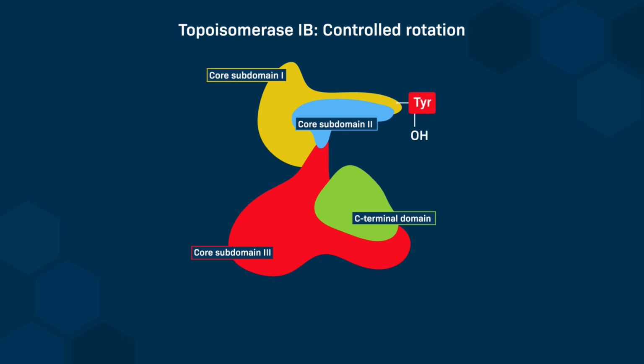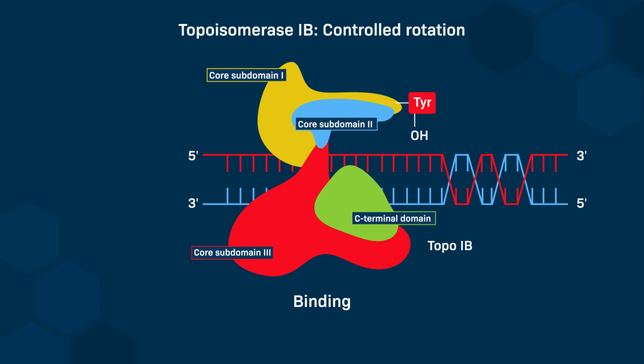Initially, subdomains 2 and 3 are far enough apart to allow the double-stranded DNA molecule to enter the central cavity. Upon binding, we observe a non-covalent complex initially formed between the DNA and the enzyme. The C-terminal subdomain contains the catalytic tyrosine, which triggers the cleavage of the phosphodiester linkage on the top strand of the DNA. This action results in the formation of a phosphotyrosine bond.